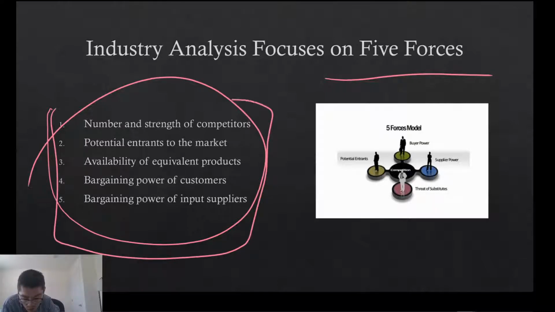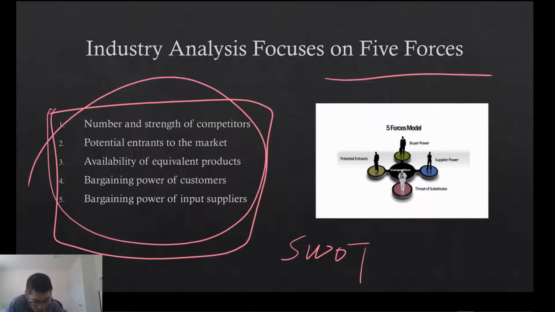These are the 5 forces, and oftentimes these 5 forces come along with SWOT analysis. So there are some mutual elements in both of these, and we're looking at a similar thing and similar concepts across these 2 different analyses. So first, how many competitors we have, and how strong they are in terms of competing against us over the market shares, right? And do we have a potential entrance to the market?